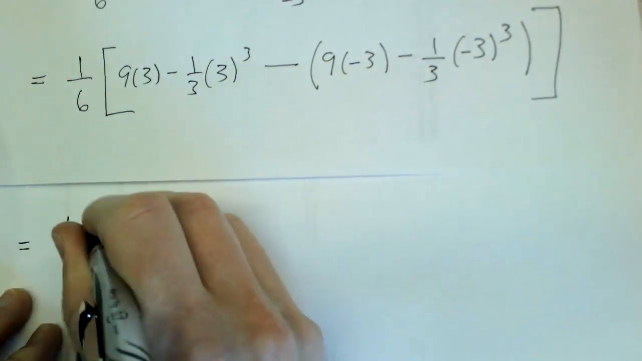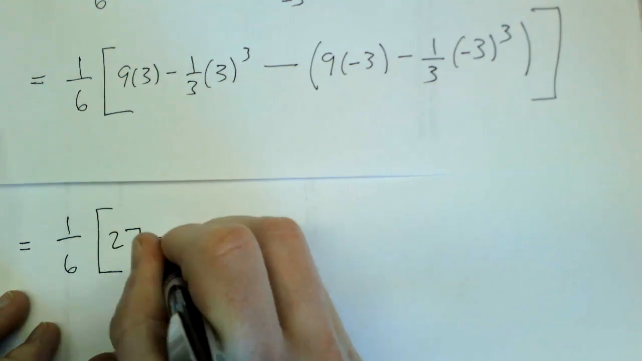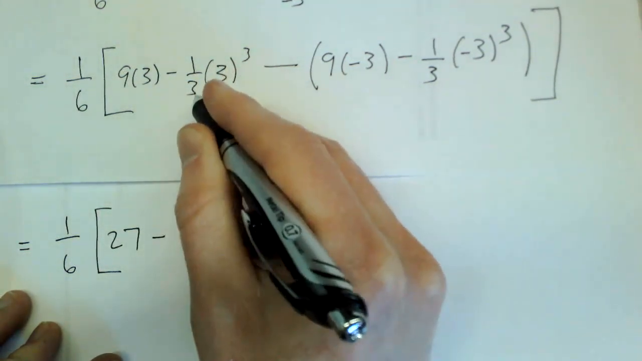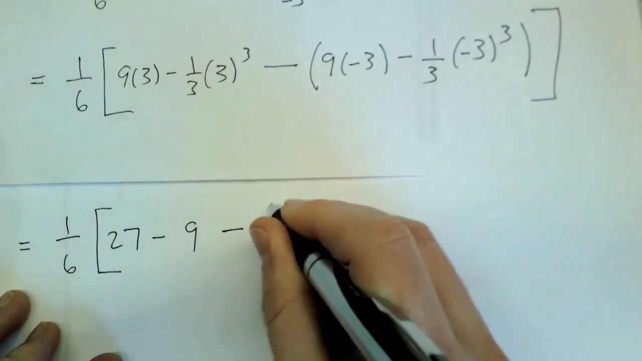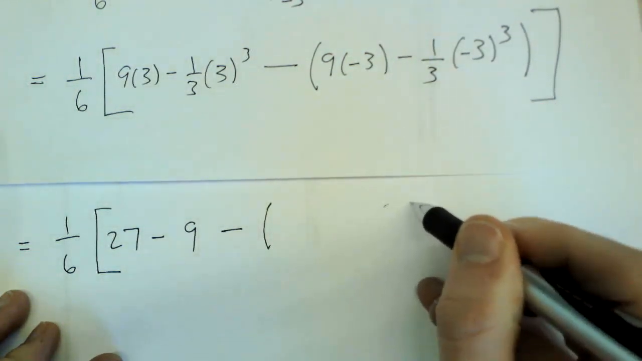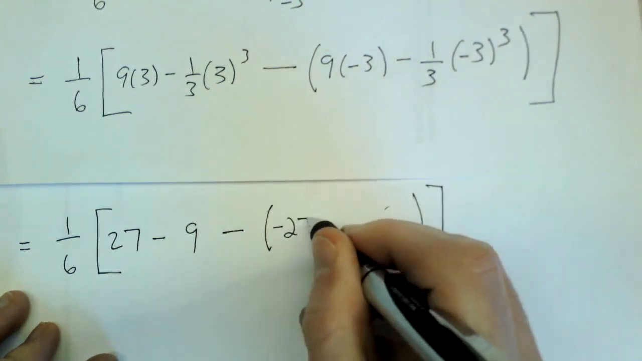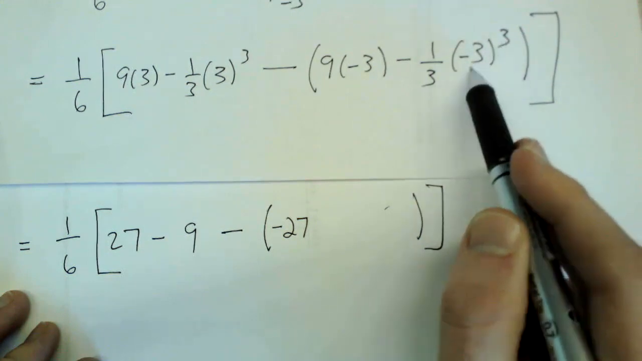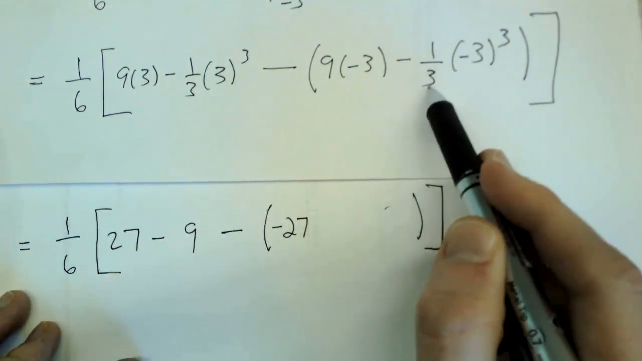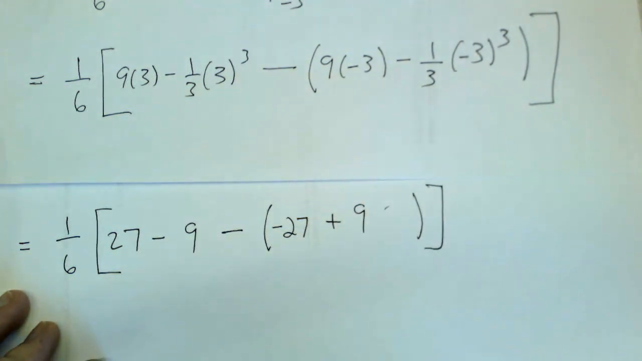So what is this? This is 1/6 bracket. 3 times 9 is 27. Minus 3 to the third is 27 divided by 3, which is just 9. Minus, and then what's inside of here? It's 9 times -3, which is -27. And then minus, oh my God, okay. -3 to the third is -27, times -1/3 is +9. Yeah, all right. So many minus signs. It's out of control.